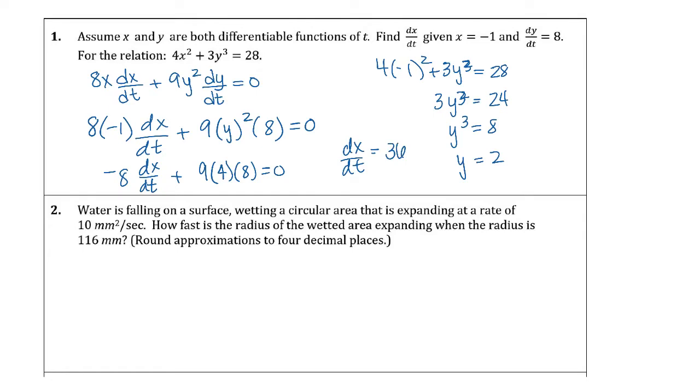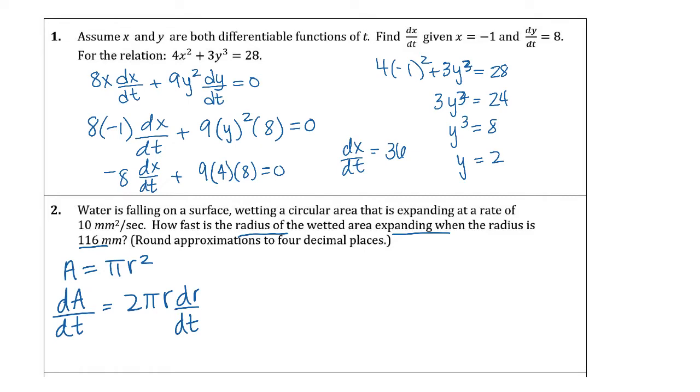For number 2, we're told that water is falling on a surface, wetting the circular area that is expanding at a rate of 10 millimeters squared per second. How fast is the radius of the area expanding when the radius is 116 millimeters? So what we need to do is find the area of a circle. So that's something they're assuming we should know. Area is pi r squared, and when we find the derivative with respect to time, notice that we end up with something we can do some substitutions with.